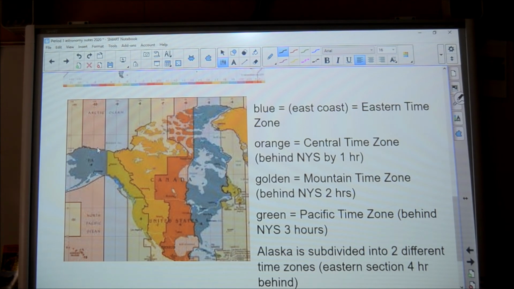So for us, it's 10 o'clock here in New York State. That means in the Central Time, the Midwest, it would be 9 o'clock in the morning. For Colorado, being Mountain Time, it would be 8 o'clock in the morning. And for the West Coast, it would be 7 o'clock in the morning. So as you move westward with every time zone, remember, you're subtracting an hour.